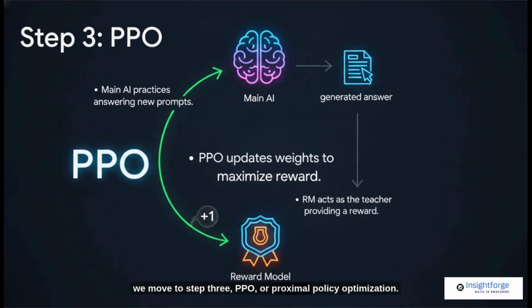So, once we have that automated judge set up, we move to step 3. PPO, or Proximal Policy Optimization. Now, the main AI relentlessly practices answering thousands of new prompts. It generates an answer, sends it to the reward model judge we just built, and the judge gives it a scalar reward score. The main AI then uses the PPO algorithm to update its weights to get a higher score the next time around. It optimizes itself entirely without human intervention at this stage, essentially playing a game where the only way to win is to sound exactly like a helpful human assistant.